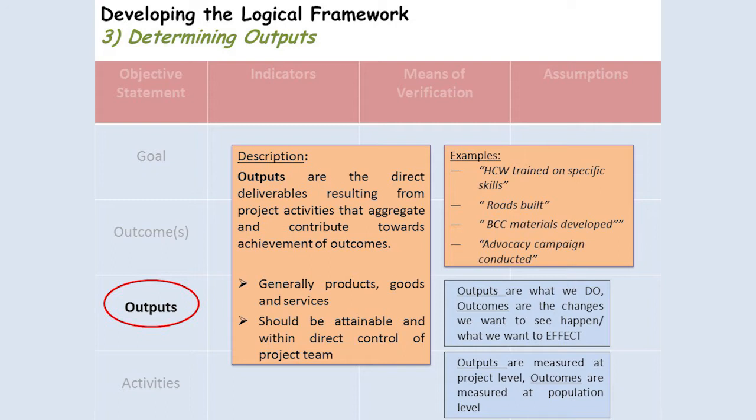So outputs and outcomes are often confused. Outputs are what we actually do as a project. And the outcomes, on the other hand, are the changes that we want to see occurring. They're the effect that we want to see.